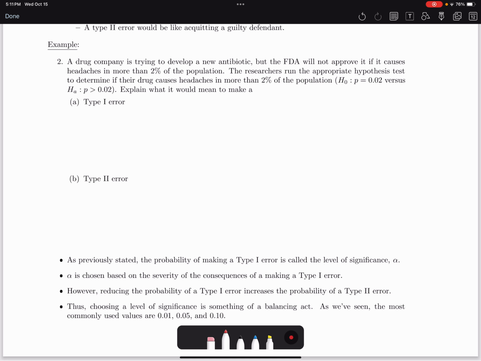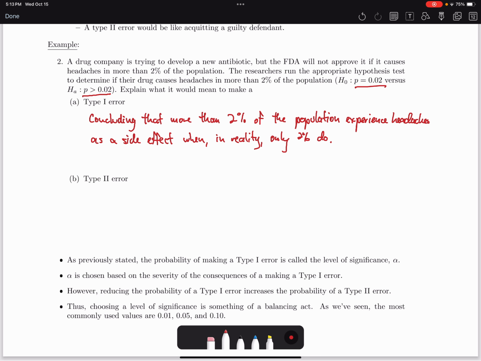Well, again, a type 1 error is a false positive. It's rejecting a true null hypothesis. So to commit a type 1 error in this case would mean to conclude that more than 2% of people experience headaches as a result of this antibiotic, when in reality, only 2% of them do. Okay, so a type 1 error would mean concluding that more than 2% of the population experience headaches as a side effect, when in reality, only 2% of them do.